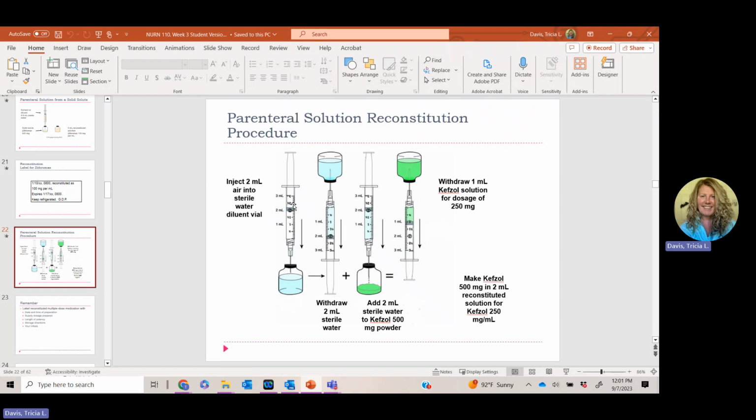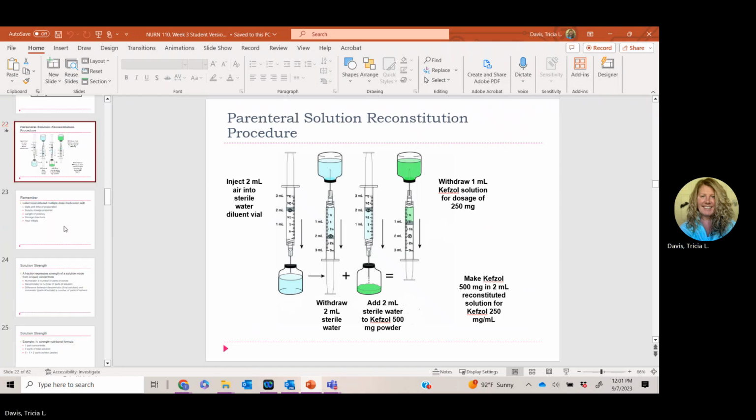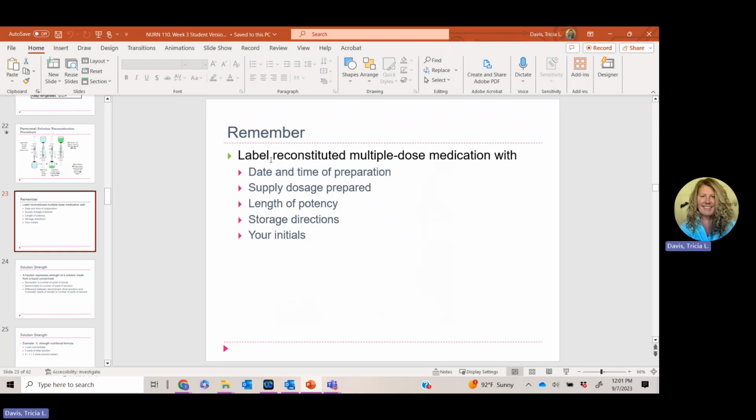Okay, so we have 500 milligrams now diluted in 2 mLs of water. So if we wanted to administer 250 milligrams, we would give 1 ml because 250 is half of 500. If we wanted to give the whole 500, we would pull back 2 mLs. So remember, always label your reconstituted multi-dose medication with the date and the time of preparation, the supply dosage that was prepared, the length of potency, any type of storage instructions, directions, and your initials.